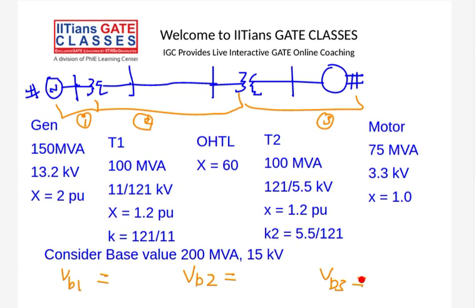So just tell me what are the values for, first let's start with what would be VB1. We are starting from that side. VB1 would be 15 kV. The base value will be same as this one. But whenever we encounter a transformer in the one line diagram, VB also has to be shifted to that value, right? So here the V base would be 15 into 121 divided by 11.